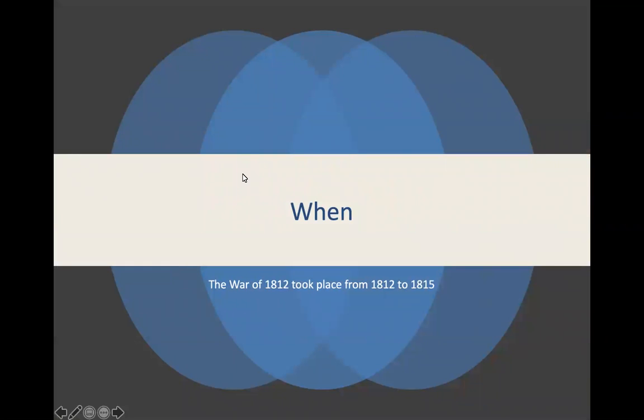When did the War of 1812 take place from? Well, it started in 1812, as you can probably guess. It's not like confusing like the 7 Years' War or the 100 Years' War. And it ended in 1815.